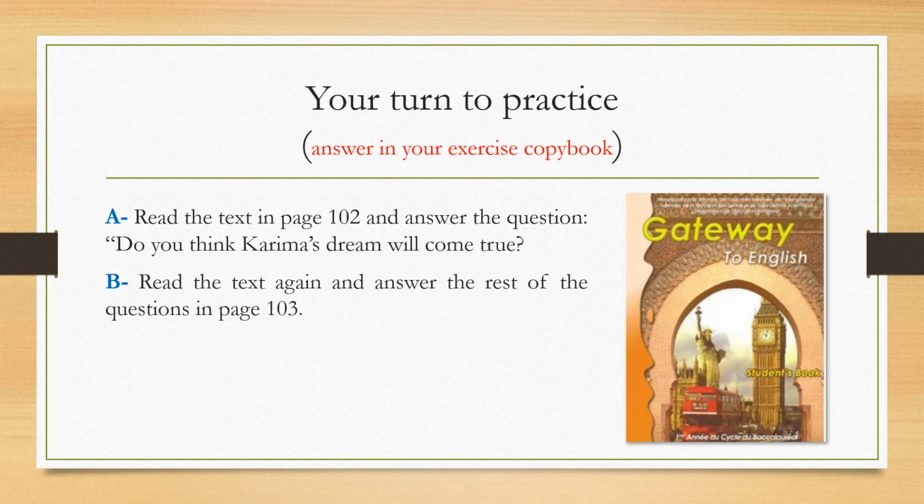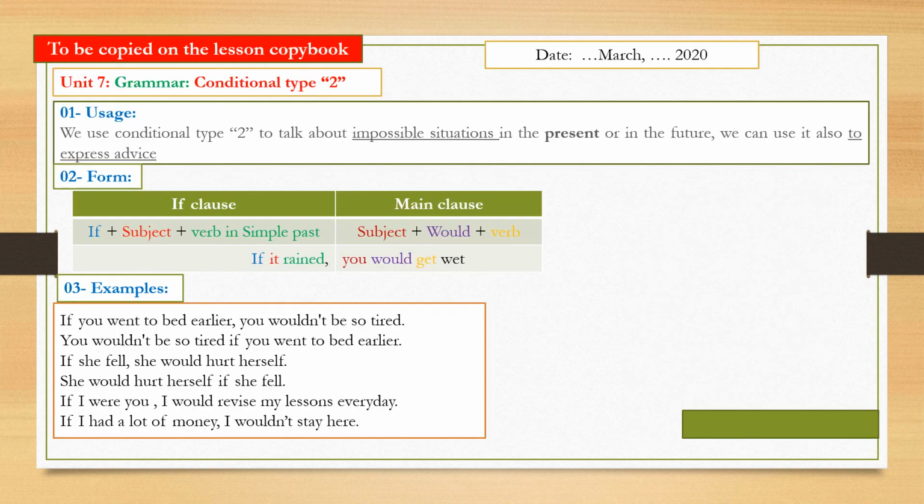So it's your turn to practice. You are going to answer these questions in your exercise copybook. You are going to read the text, page 102, and answer the questions. The following question: do you think Karima's dream will come true? You are going to take this from the text. B. Read the text again and answer the rest of the questions on page 103. This is to be copied in the lesson copybook, with the date.